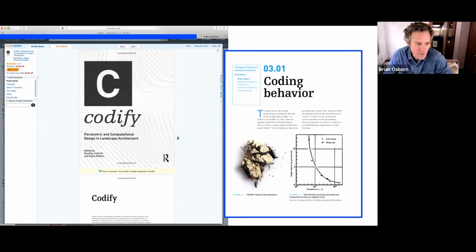I don't know what Brad is doing also to kind of drive up the cost of this book, but it sure is working, whatever means he's using.